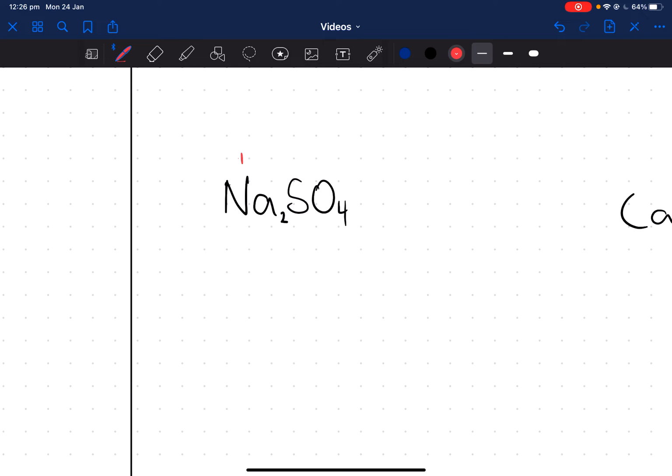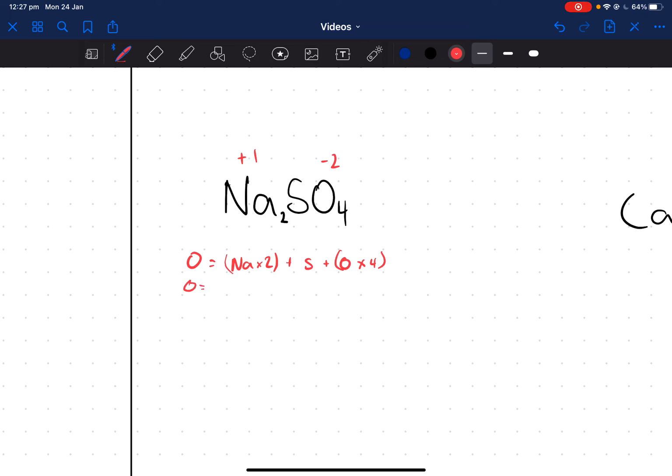So sodium is a group 1 metal. Oxygen is -2, and we don't know what sulfur is. There is no charge, so again, it is a 0. Most molecules you'll come up with will be 0. So Na times 2 plus sulfur plus oxygen times 4.